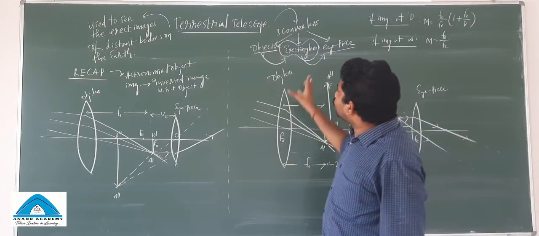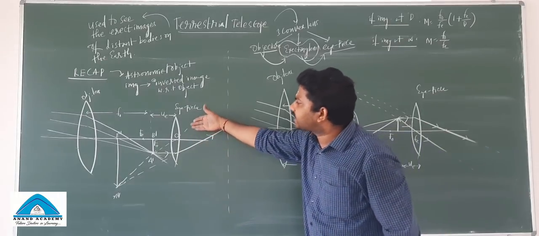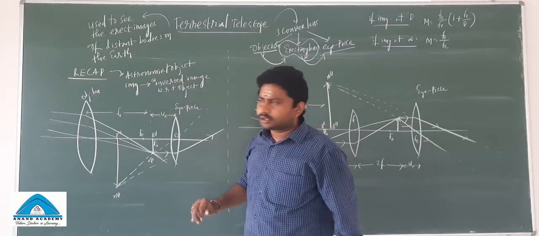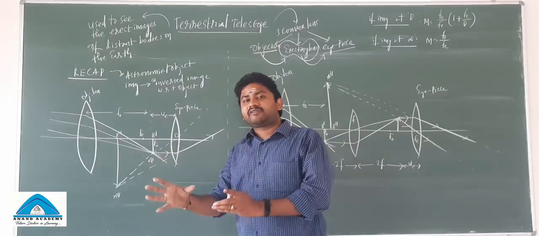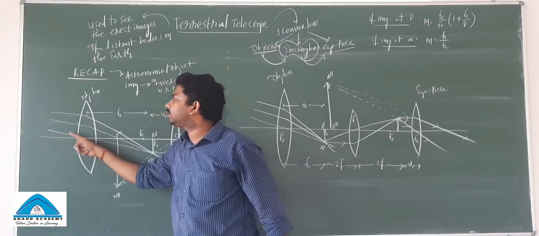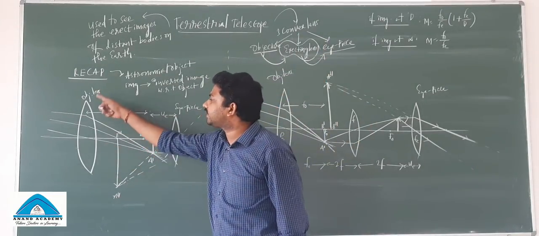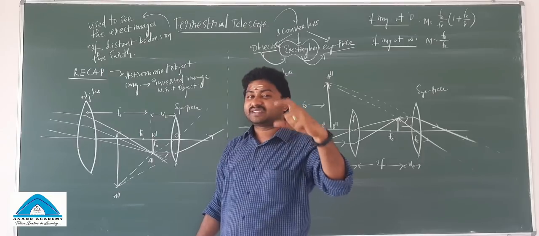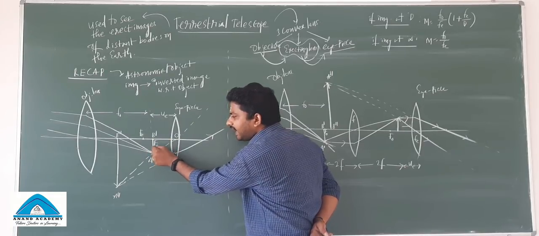Before going into the topic, terrestrial telescope, let's take a quick recap of the astronomical telescope. This is the astronomical telescope. In the astronomical telescope, there is an astronomical object, and the final image is inverted with respect to the object. So this is an objective lens. From an astronomical object, the light rays are moving parallel to each other and incident on it. When light rays moving parallel to each other are incident on a convex lens, the image will form at its focus, and its size is highly diminished. So the highly diminished image is obtained here.